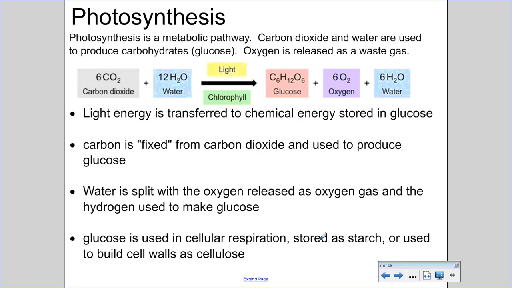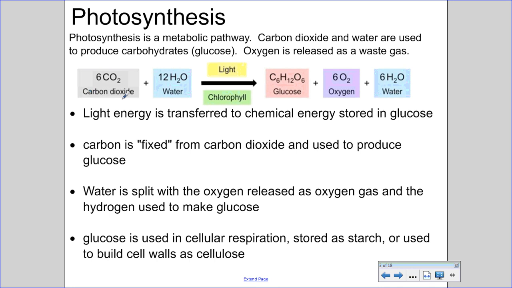So, to start with photosynthesis, it is a metabolic pathway where carbon dioxide and water get used to produce carbohydrates, and we'll say carbohydrates in the form of glucose, but really it could be any type of carbohydrate. And then at the end of this, or during this process, oxygen gas gets released as a waste product. So the reaction equation shown here gives you the overall reaction that occurs.